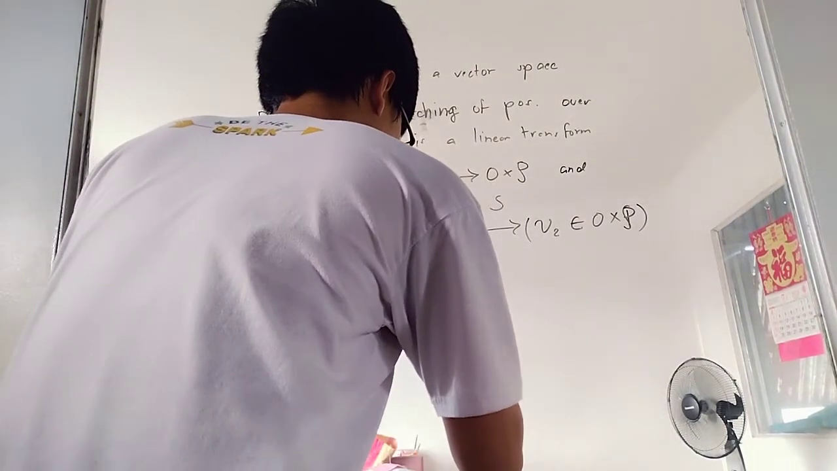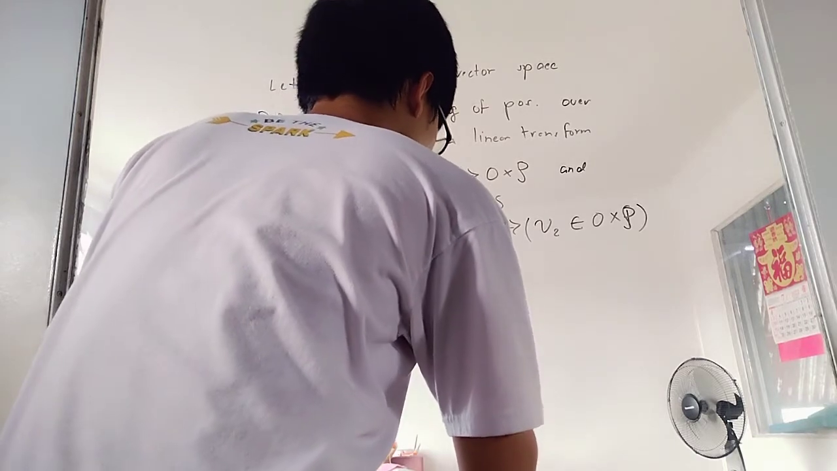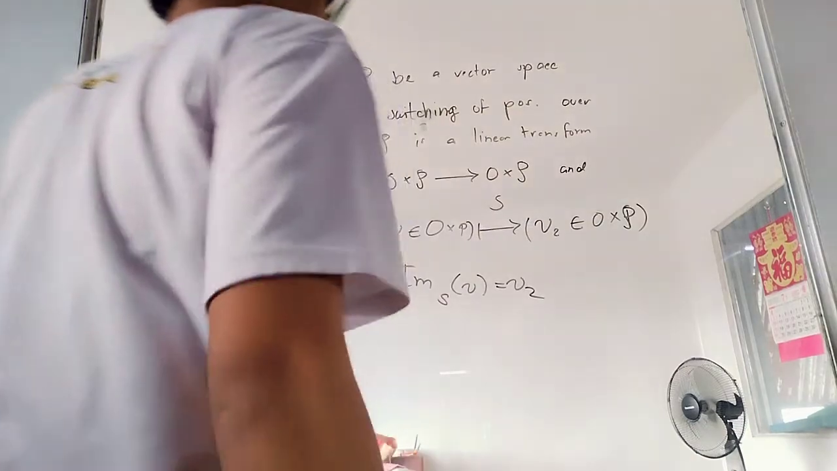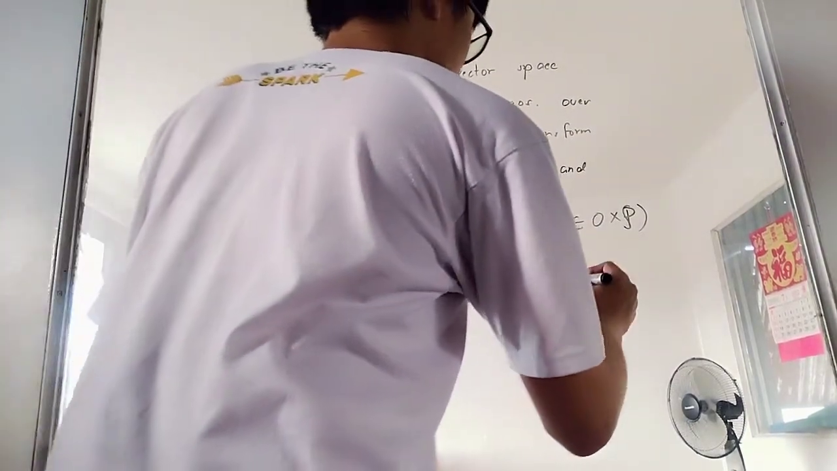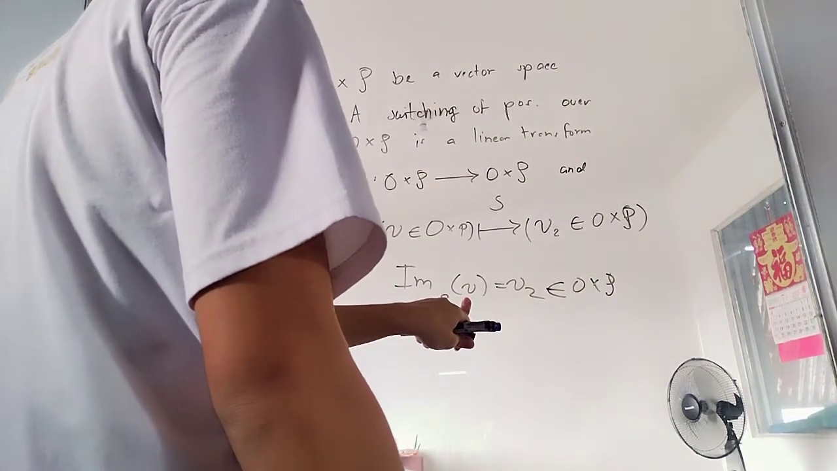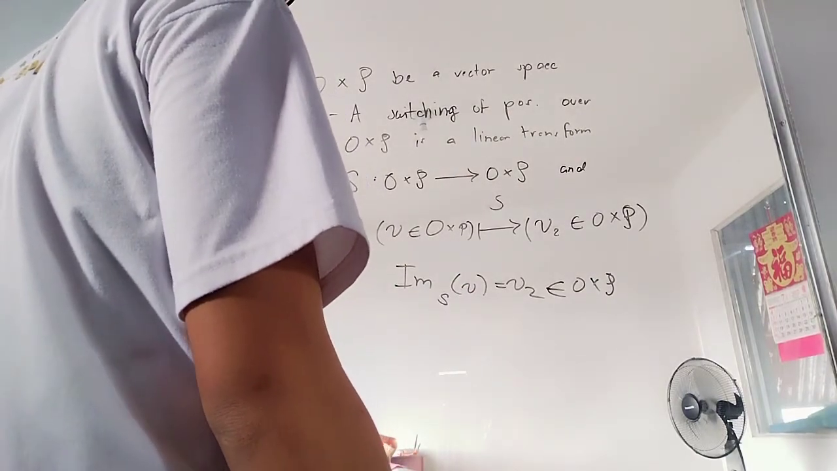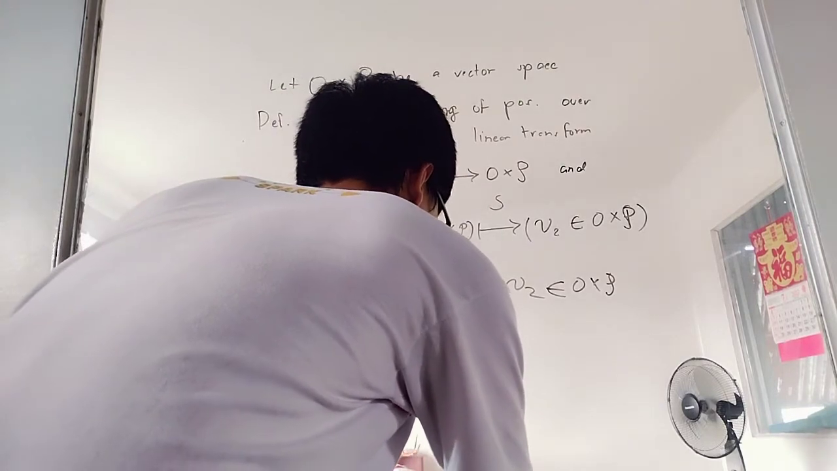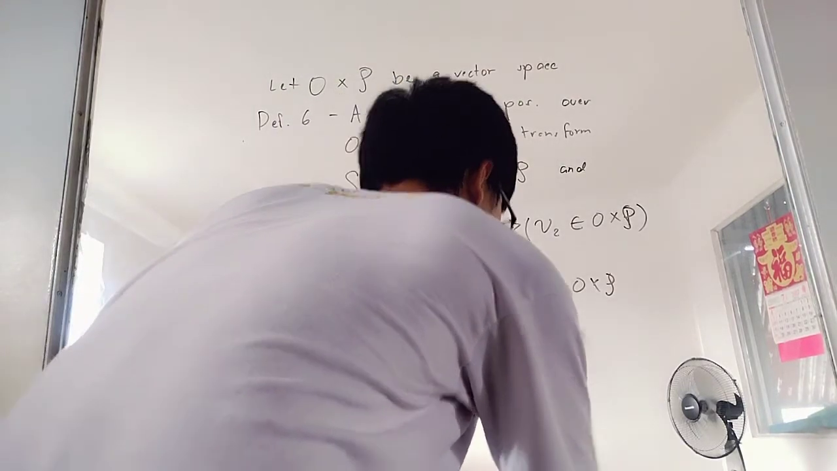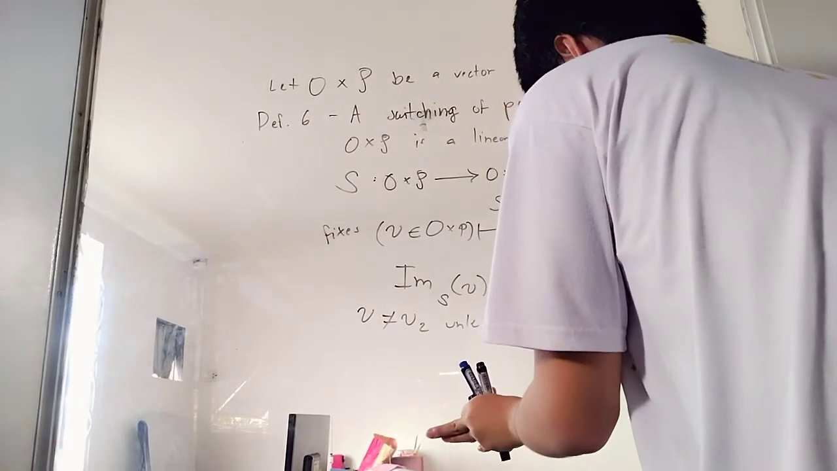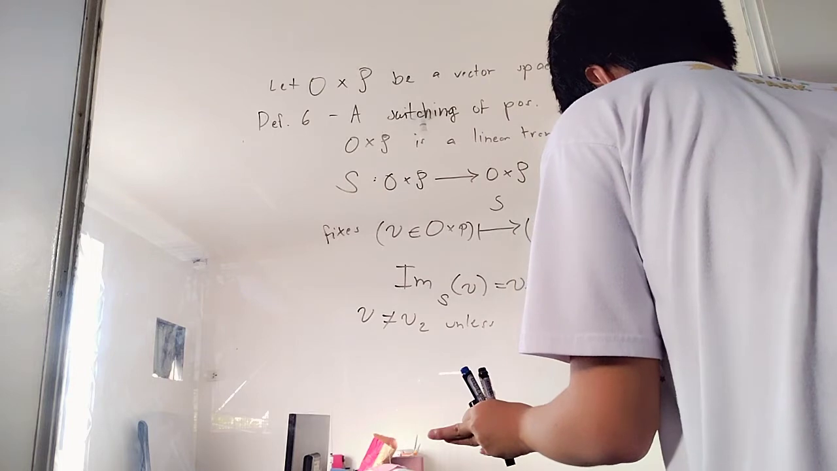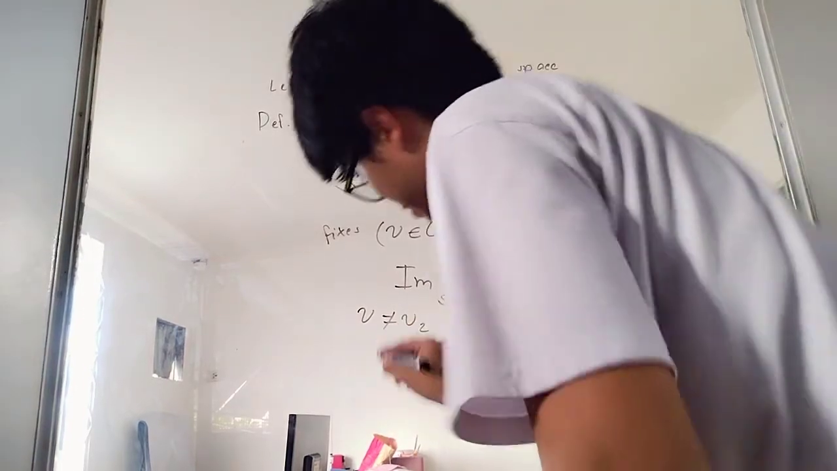So the image under S of V is V2, which is an element of O cross B. But V2 cannot be V unless S is an identity matrix. So V cannot equal V2 unless S is an identity matrix.